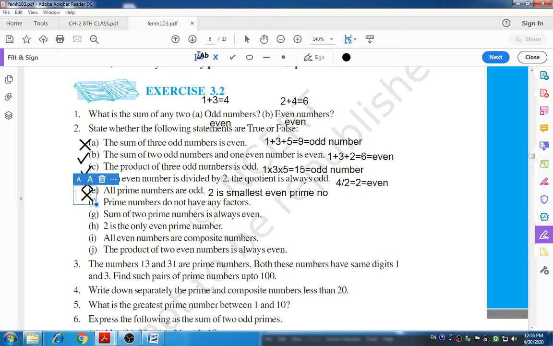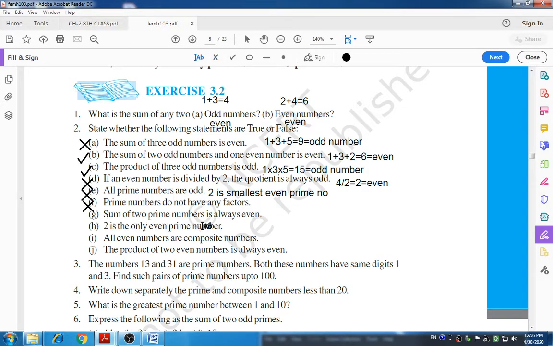Now what is about the F? Prime numbers do not have any factors. This is also wrong, because every number has a minimum of two factors, that is 1 and the number itself. Okay, and prime numbers have two factors, that is 1 and the number itself. So this statement is also wrong.